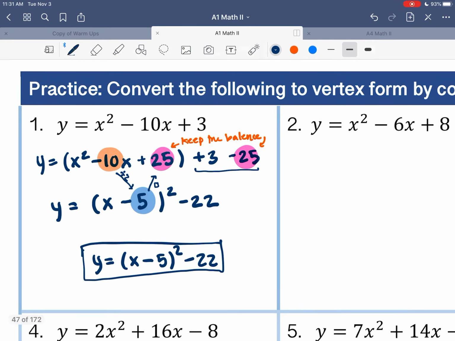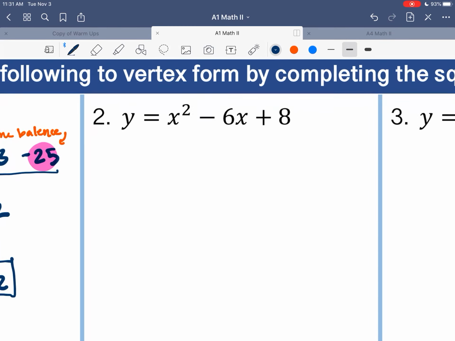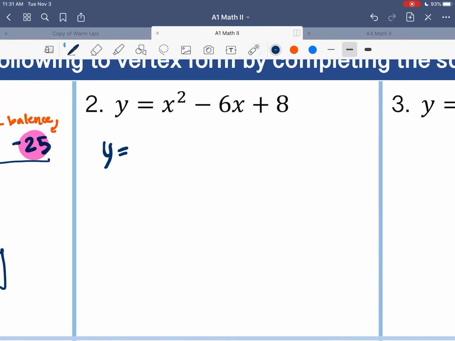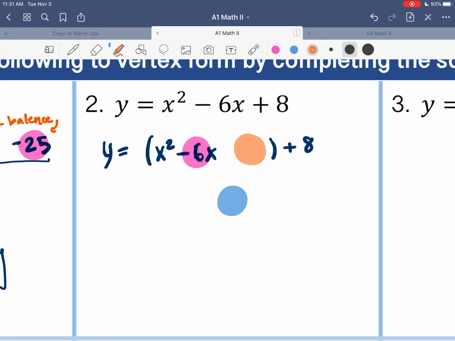Okay, so let's keep going. Let's do this next one. Give myself some room. On these ones, we're just getting it in vertex form. We're not going all the way to a solution because we're trying to get good at just this part. So we have our pink number, we need our blue and our orange. This is in factored form. Okay, so 6 has an x in it. Negative 6 divided by 2 is negative 3. And negative 3 times negative 3 is positive 9, squaring it to get that number.